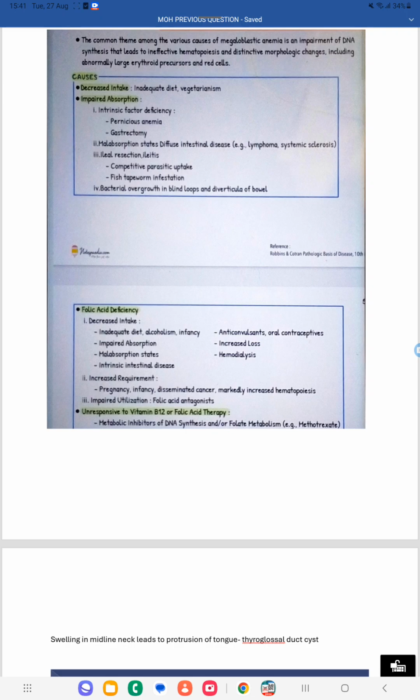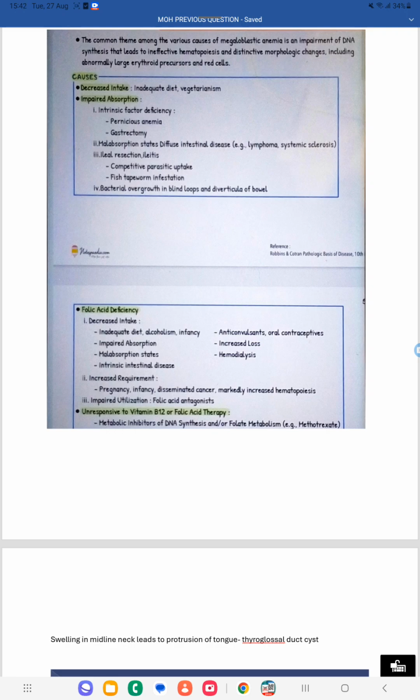So these two deficiencies you can see in the alcoholic patient, and then infants. So these are the main important things regarding folic acid deficiency. Then impaired absorption, malabsorption, intrinsic intestinal disease. Then pregnancy. So these are the main groups affected by folic acid deficiency: alcoholism, infants, pregnancy. So here in this question they have written inadequate diet and suffering with fatigue and paleness.